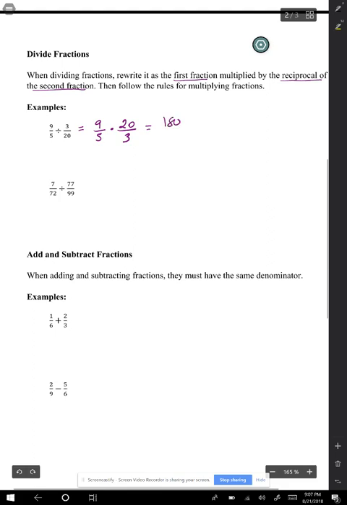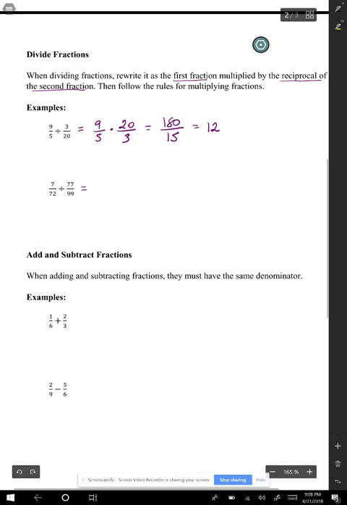9 times 20 is 180. 5 times 3 is 15. And one of the things you could always do when you're dividing fractions, or when you have 180 divided by 15 or any other fraction, is check to see if it will divide evenly before you try reducing it. And this one actually does. 180 divided by 15 is 12. So you don't have to go through the steps of reducing because it just divides evenly.